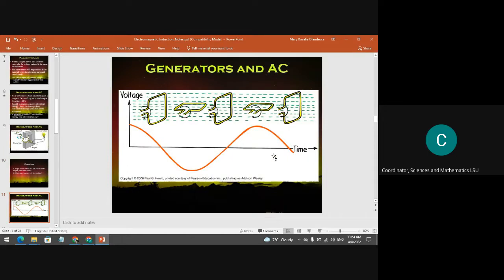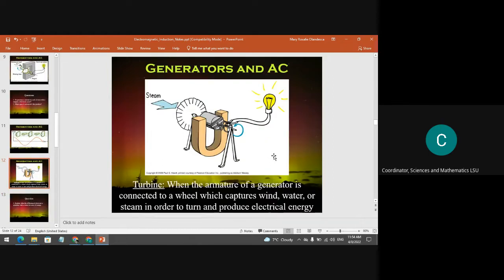Mechanical energy is used in order to produce electrical energy by generators, and alternating current is being produced. In Maria Cristina Falls, they have their turbines underneath the waterfalls, the cascading water.